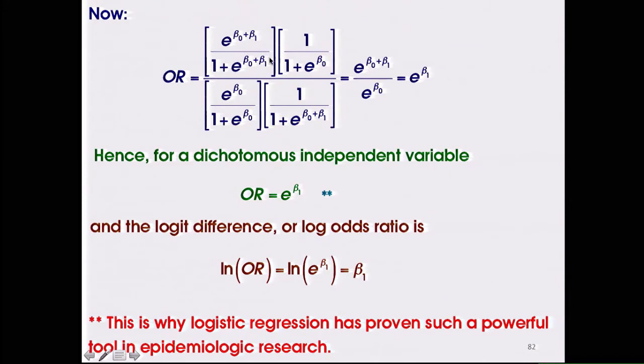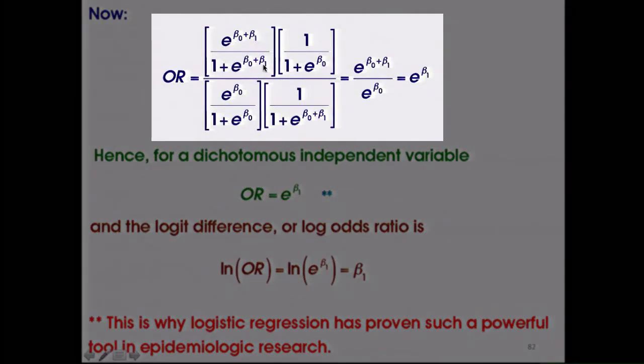Now at first this looks fairly intimidating until we realize that this denominator and this denominator are the same, so they cancel. And this denominator and this denominator are the same, so they cancel. What we're left with is e to the beta naught plus beta 1 over e to the beta naught. And when we divide these, remember we subtract the exponents, we're left with e to the beta 1.